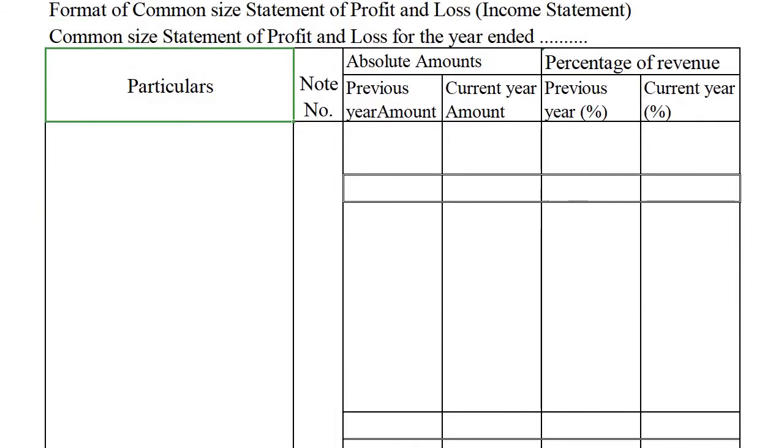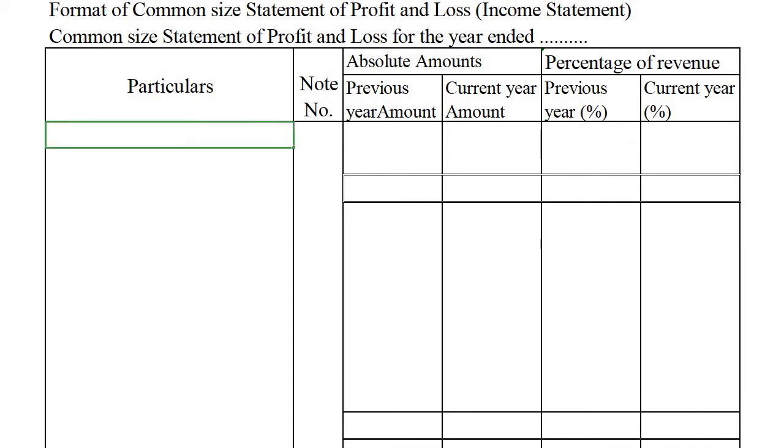The percentage of total income will always be taken as 100. All the items of the profit and loss account will be compared with that income. That is the specialty here. As we have told, the revenue from operations of a statement of profit and loss will be considered as 100 here, and all the items will be compared to that revenue from operations.